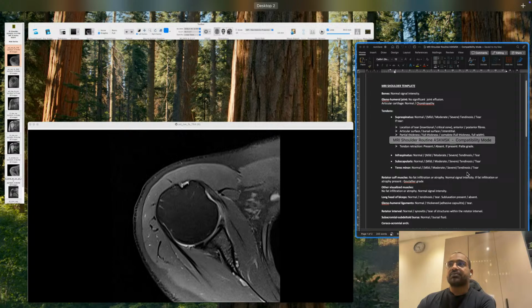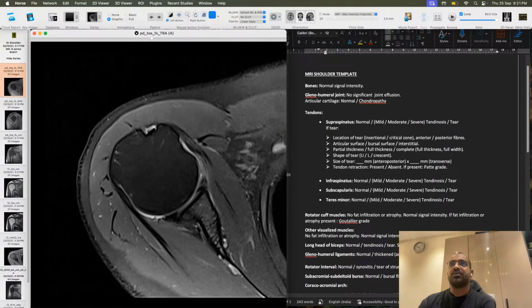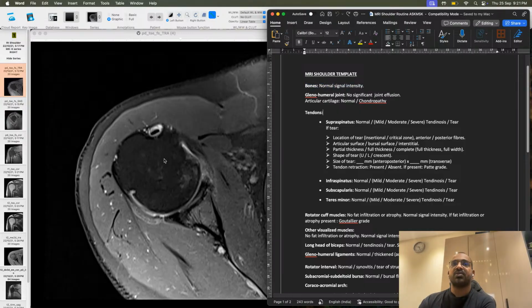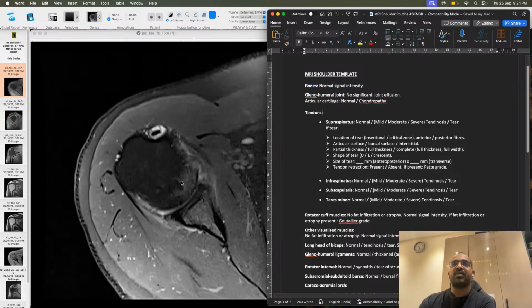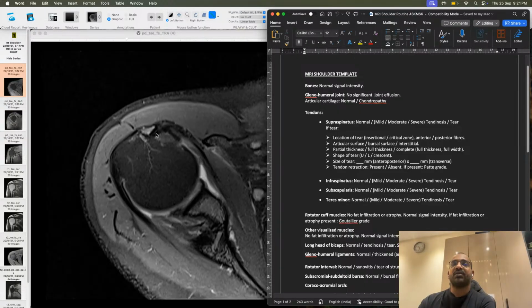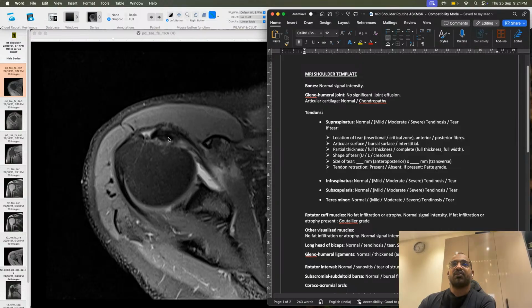So as we see, I have shown you this. If we are using a structured template, then it will be easy for us to not miss most of the findings. You can see first is the bones, normal signal intensity. Is the signal intensity normal, or is there any marrow edema? If you see this, there is some marrow edema sitting here. And if you see here, you can write there is undisplaced avulsion of lesser tuberosity of humerus at subscapularis tendon insertion. That point we can write.